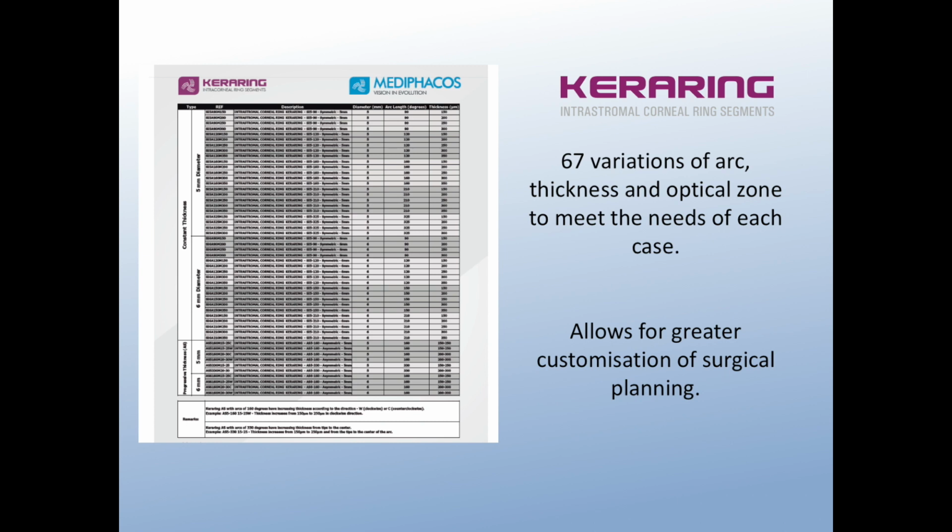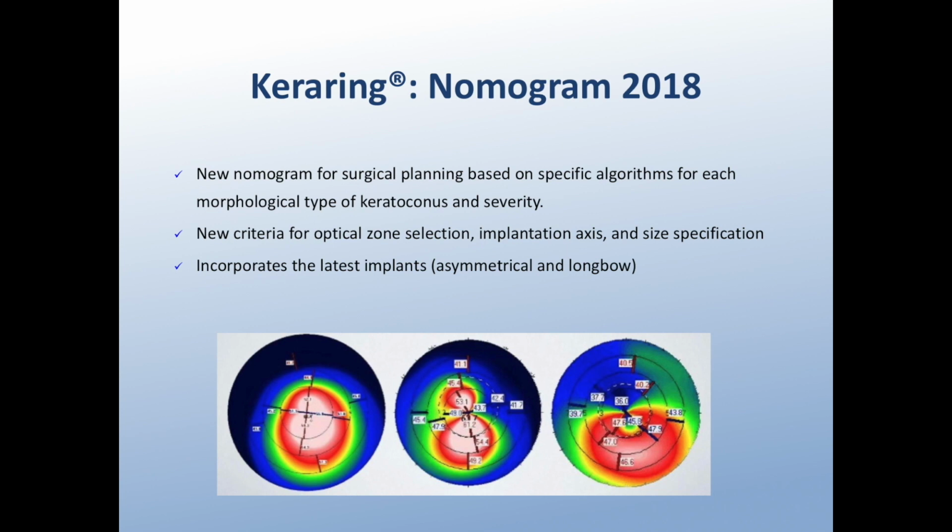The table tries to represent all the available rings, so we have the beauty of 6 to 7 variations of arc, thickness, and optical zone, so you can correct any type of keratoconus and therefore allow for greater customization of our surgical plan. The new 2018 nomogram of the intrastromal rings allows us to create new criteria for the selection of the optical zone, implant axis, and above all, the measurement of the ring that will be implanted. It fills the gap that was left by the old nomogram of 2009, so in 9 years we did not have a nomogram upgrade and only could use the 2009 version. Thanks to our Spanish colleagues, the new nomogram is finally made available to everyone.